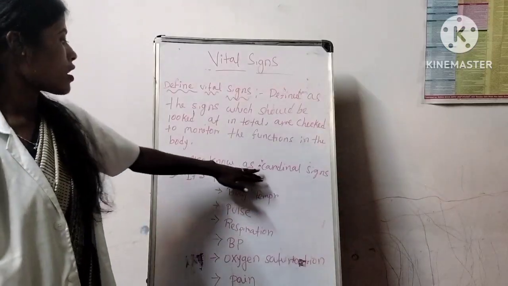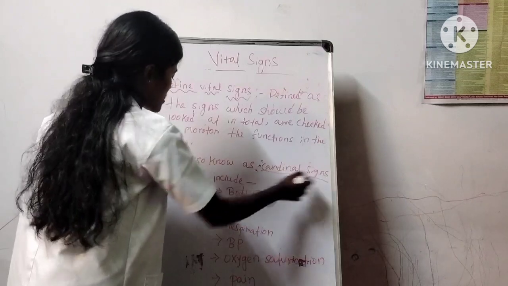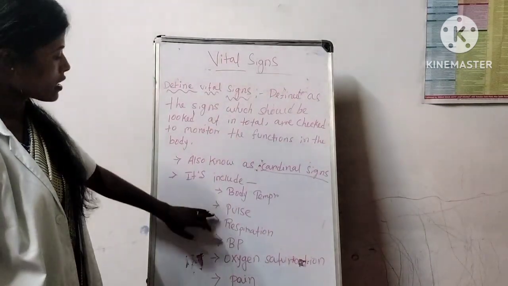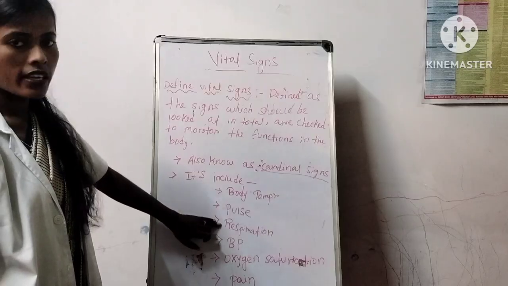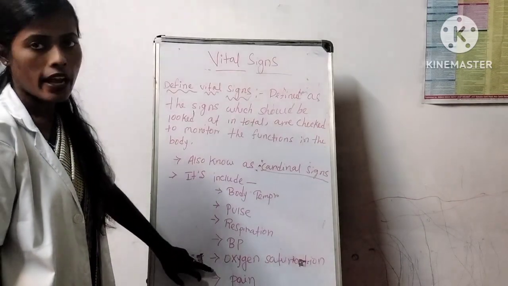Vital signs are also known as cardinal signs. What does it include? First it is body temperature, next pulse, next respiration, next BP, next oxygen saturation and pain.